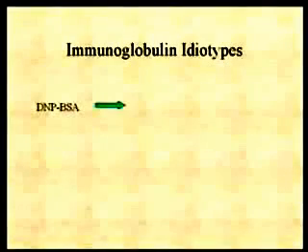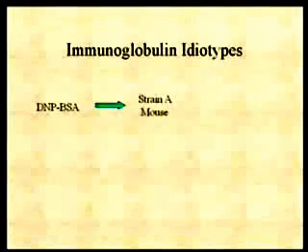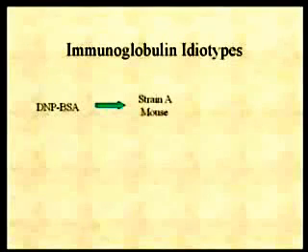Suppose I were to take a haptene carrier conjugate, DNP-BSA. DNP is the haptene. It's dinitrophenol, just a small molecule. The carrier is BSA, bovine serum albumin. It's just a big, immunogenic protein. I make a haptene carrier conjugate, so I chemically couple the DNP to the BSA. And I inject this into a mouse of strain A.